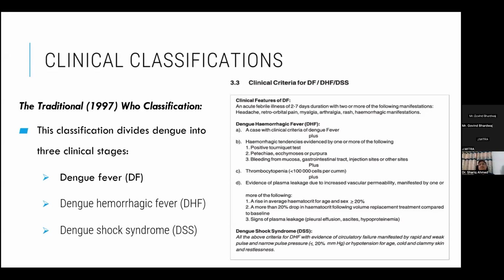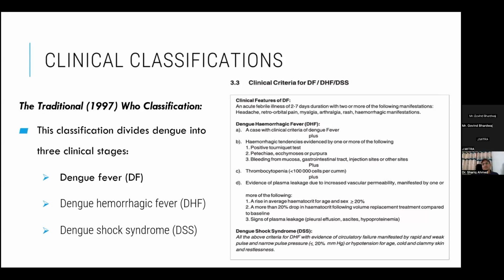Plus, there will be thrombocytopenia, with platelet count less than 1 lakh per cubic millimeter. There will be decreased platelet count, and there will be plasma leakage, with evidence of increased vascular permeability. Also there can be a rise in the hematocrit, a 20% drop in the hematocrit followed by volume displacement, and signs of plasma leakage, which can be seen by edema, pleural effusion, ascites, and hypoproteinemia.